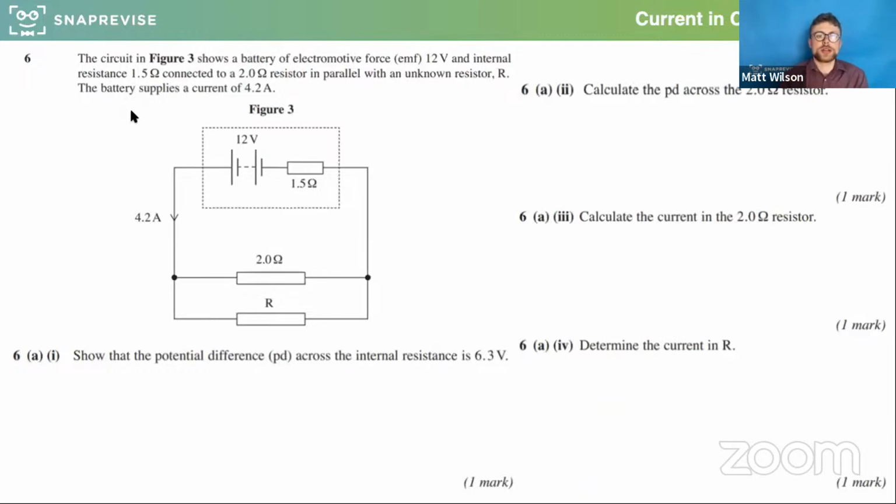What are we told? The circuit in figure 3 shows a battery of electromotive force 12 volts and an internal resistance of 1.5 ohms connected to a 2 ohm resistor.